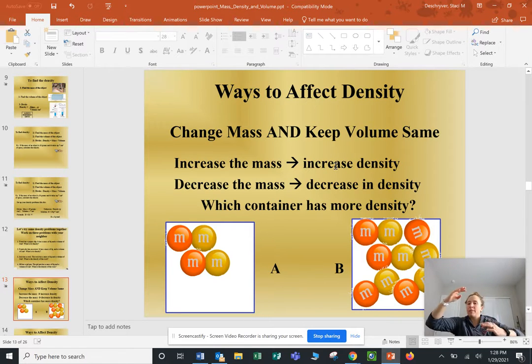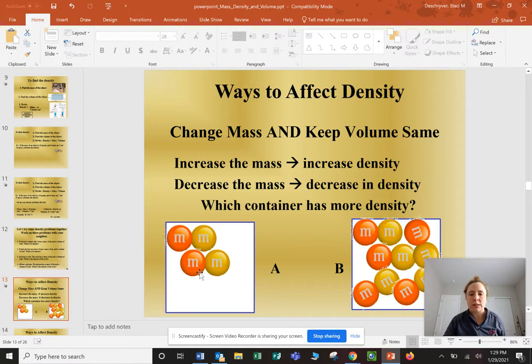But if we want to start thinking about how we can manipulate densities, in other words, how do we get a more dense object or a less dense object? This is how we do it. So we could increase the mass. That would increase the density. So if we keep the volume the same and increase the mass, that will increase the density. If we decrease the mass, we would decrease the density. So this is all keeping volume the same: increasing the mass will increase the density, and decreasing the mass will decrease the density.